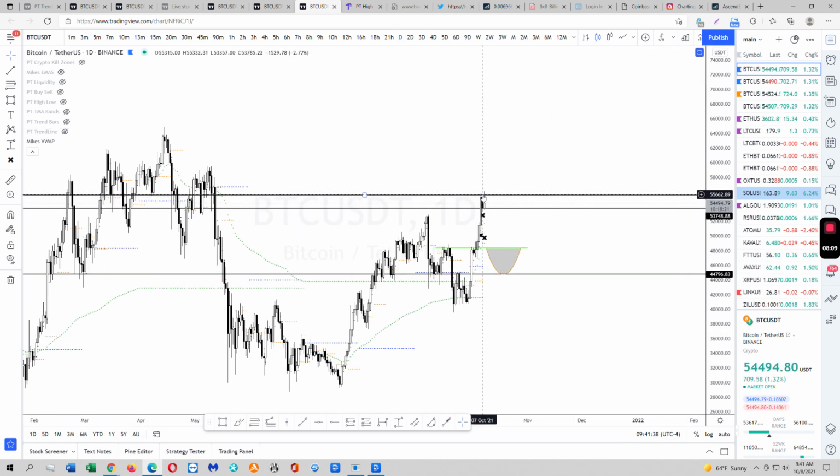But this looks like a good-looking SFP right now. Not gonna lie to you. It looks like a beautiful SFP. Let's see if it actually sticks by the end of today.